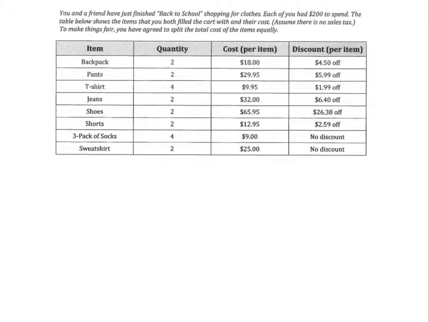So before we even start looking at the problem, I just want to take a look at this chart here. Right here, it's breaking down the items that you buy, okay? And over here in the second column, it's telling you how many that you buy. If it's you and a friend, each of you are going to buy a backpack, so you're buying 2 backpacks. Each of you are going to buy a pair of pants. Each of you are going to buy 2 t-shirts, 1 pair of jeans each, 1 pair of shoes each, 1 pair of shorts each, 2 packs of socks each, and 1 sweatshirt each.